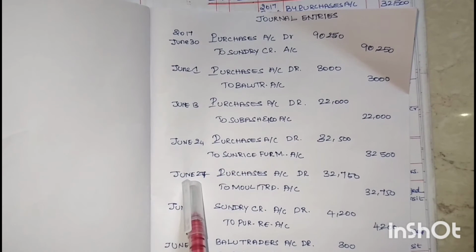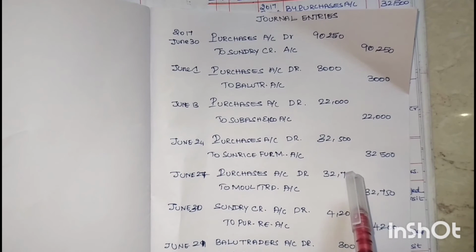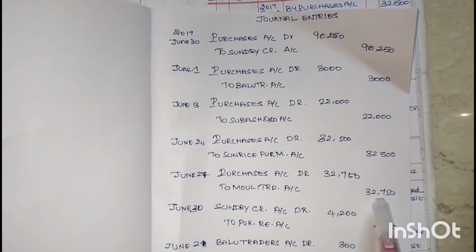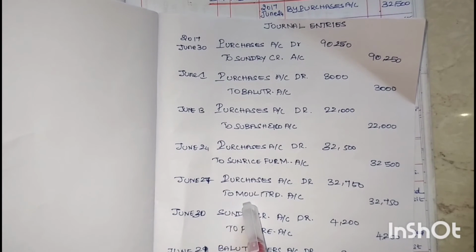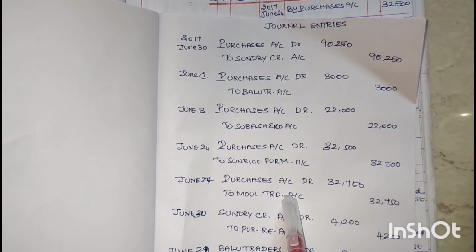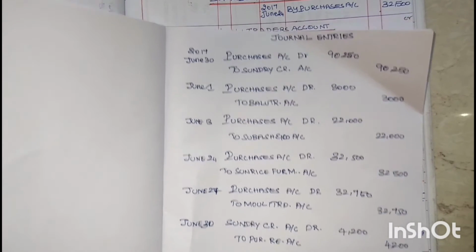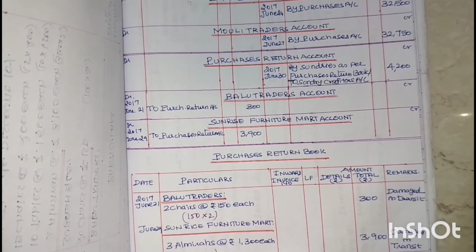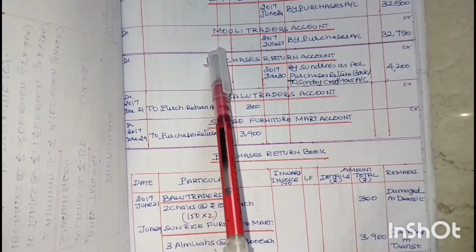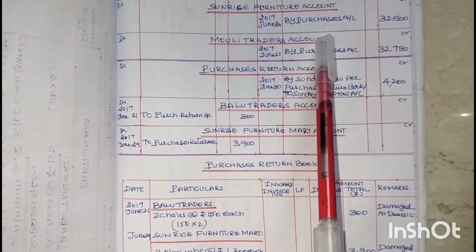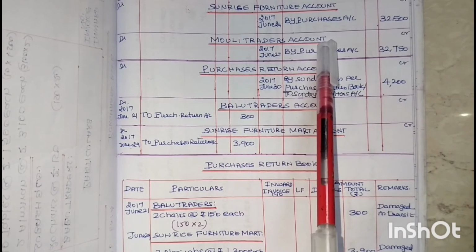That is June 27, purchases account debit 32,750 to Murali Traders account 32,750. Okay. Which side is Murali Traders? Murali Traders is on the credit side. Okay. What is the opposite account from the Murali Traders? Purchases account is the opposite account. Okay, noted. So we write the name of the account on the top middle of the ledger account. The name of the account is Murali Traders account.